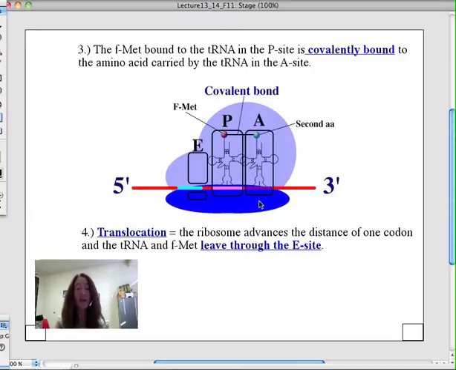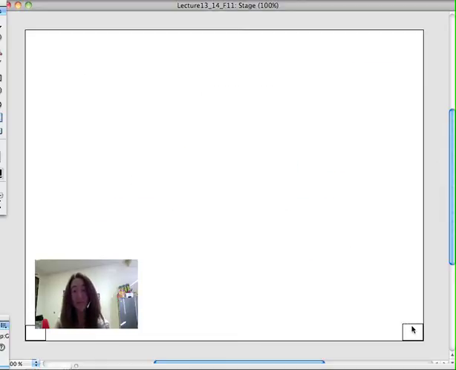So clearly translocation, after that happens, frees up the A site again. So that means that the third amino acid carried by its tRNA can come into that A site at this point. So after translocation, we're back again to the beginning: binding of a new tRNA, transpeptidation, and then translocation once again.